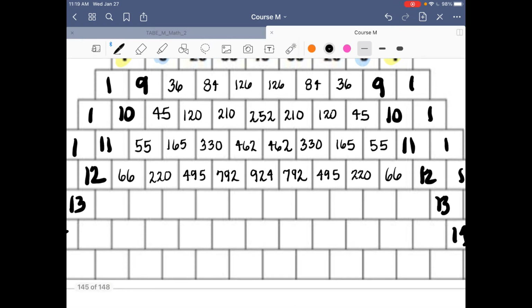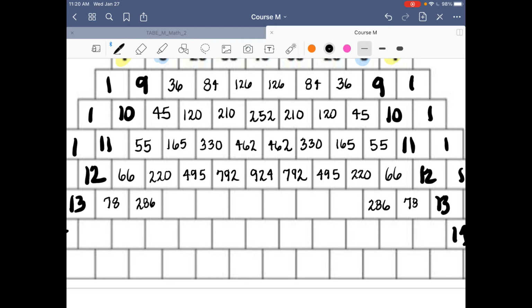Okay, row 13. I have 220 plus 66. That is 286, and I've actually skipped one. We need that 66 plus 12 in that first slot. Sorry about that. That's 78, and that will be duplicated. So will the 286.